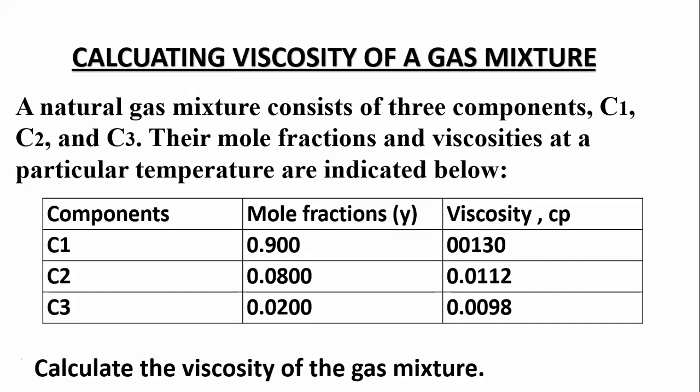Calculating the viscosity of a gas mixture. A natural gas mixture consists of three components: methane, ethane, and propane. Their mole fractions and viscosities at a particular temperature are indicated below. Now we are asked to calculate the viscosity of the gas mixture. The way to do that is that we're going to form a table.